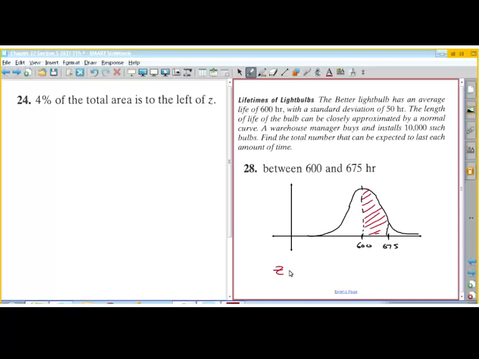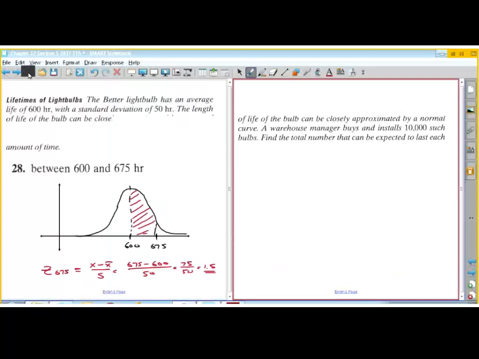So what I would do is I would say, what's the z-score associated with 675? I don't have to worry about the mean because the z-score of that is 0. So the z-score is going to be the x value, 675, minus the mean, divided by the standard deviation. In our case, the value is 675. The mean is 600. I divide by the standard deviation. I'll get 75 divided by 50, which is 1.5. So that's my z-score.